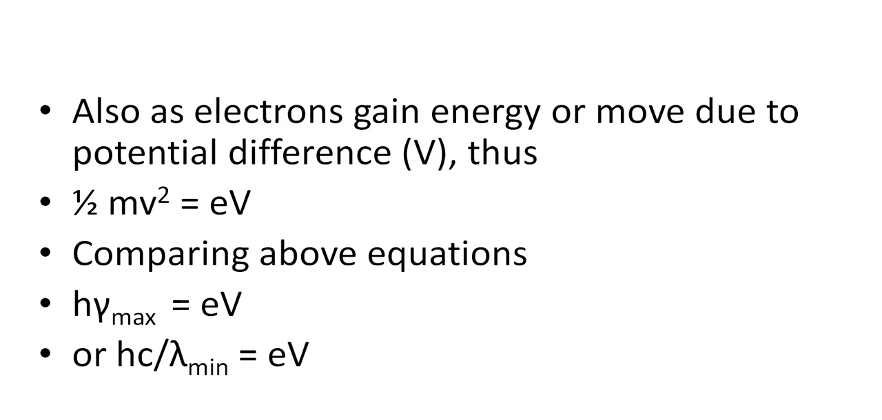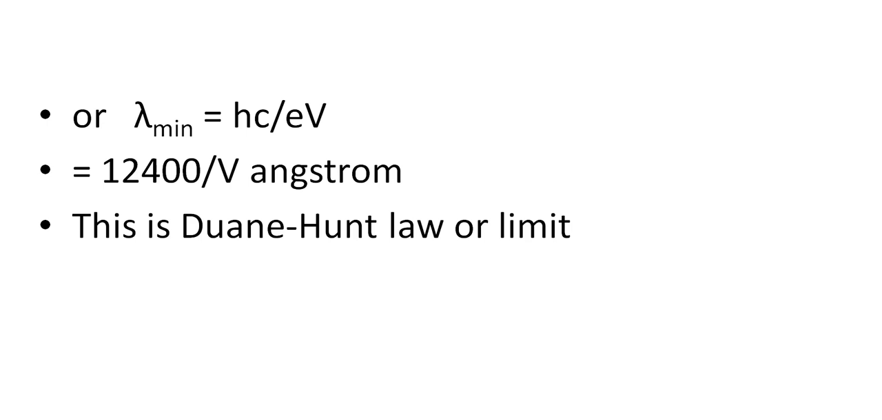Also, electrons gain energy or move due to potential difference. Therefore half m v square, that is kinetic energy, equals eV, where e is the charge on the electron and V is the potential difference. The more the potential difference, the more the velocity and the more the kinetic energy. Now comparing the above equations, h nu maximum equals eV, or hc by lambda minimum equals eV, because c equals nu into lambda. So the more the frequency, the lesser the wavelength. So hc by lambda minimum equals eV. Therefore lambda minimum equals hc by eV.